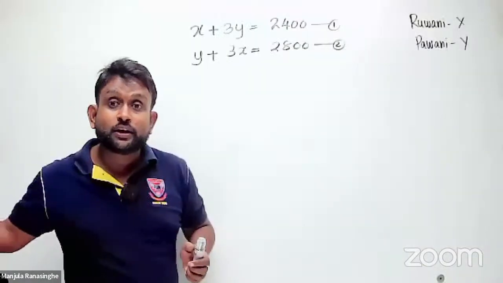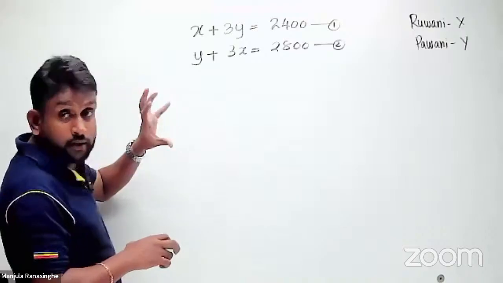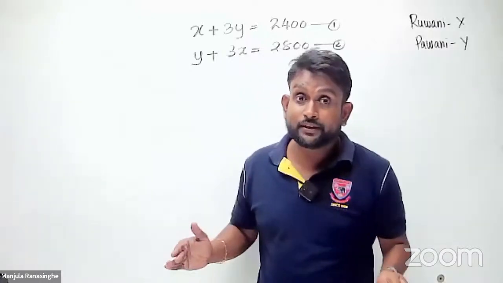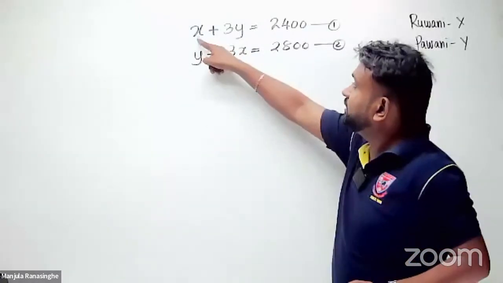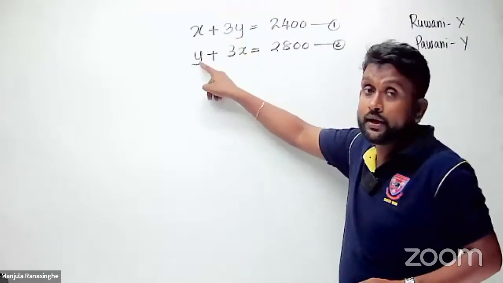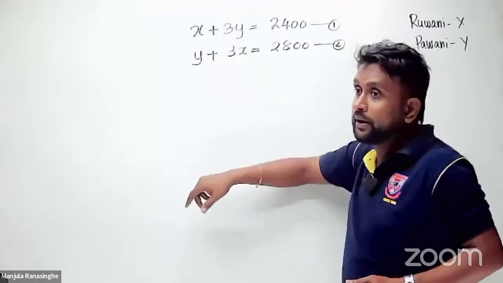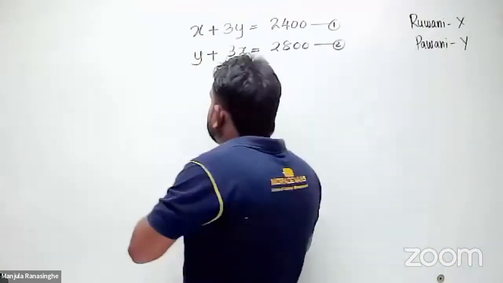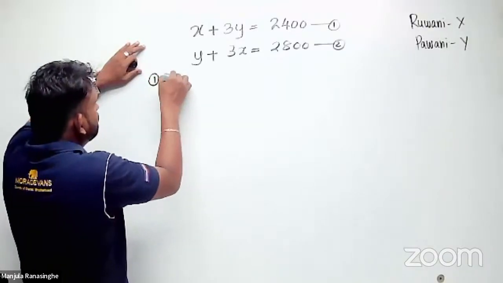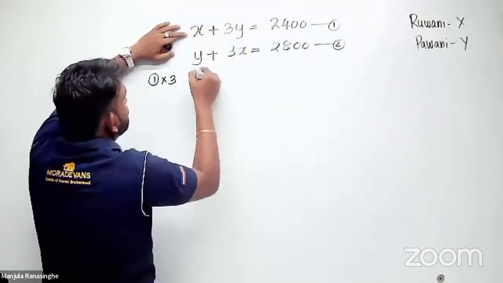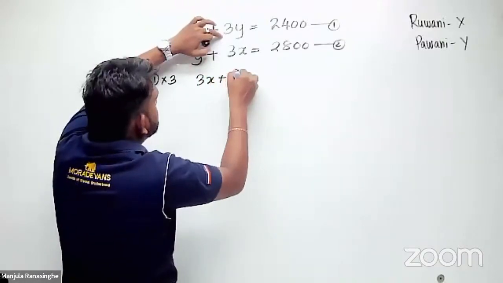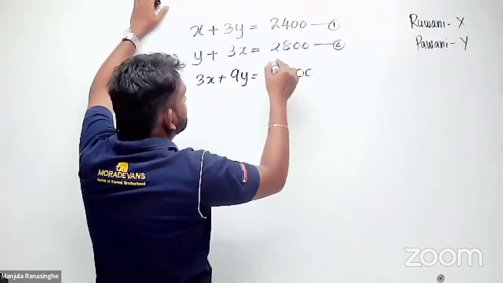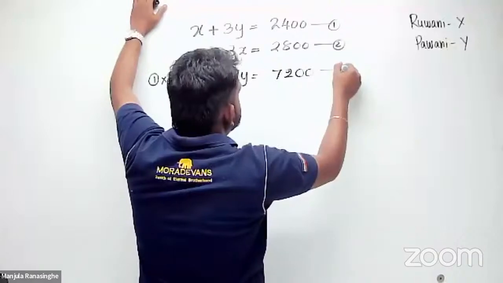See, now the equations are built up. Right now, check one term to be eliminated, either x or y. You can see x here, 3x there, 3y there, y there. So at least one equation must be multiplied. I multiply the first one by 3 and eliminate the x term. So I multiply the first equation by 3, all the terms by 3: 3 into x, 3x, plus 3 into 3, 9y, equal 3 into 2,400, 7,200. That is the third equation.